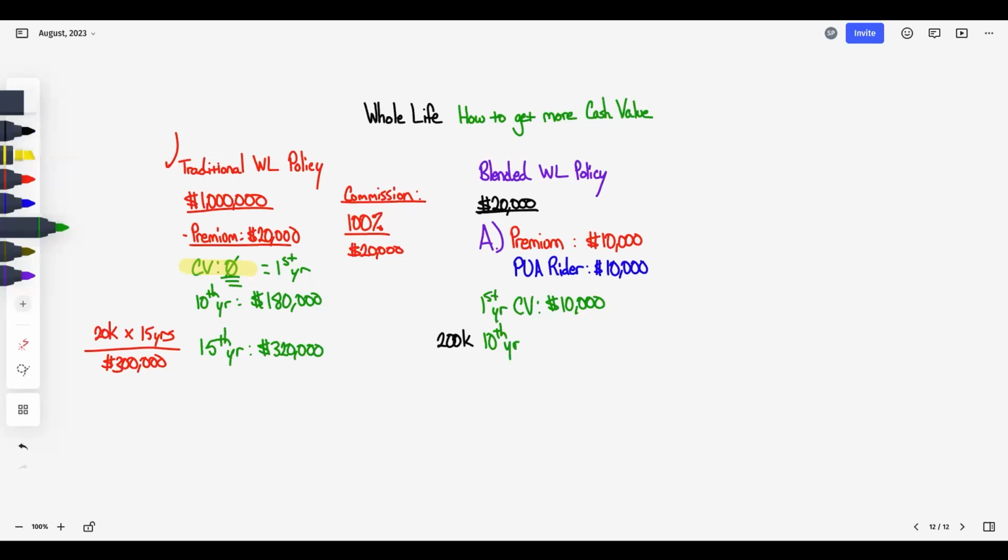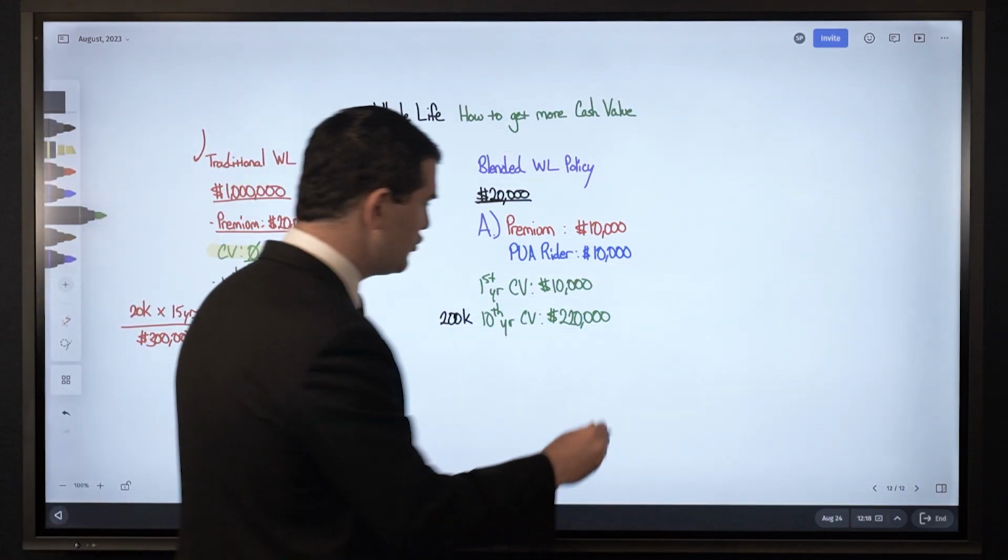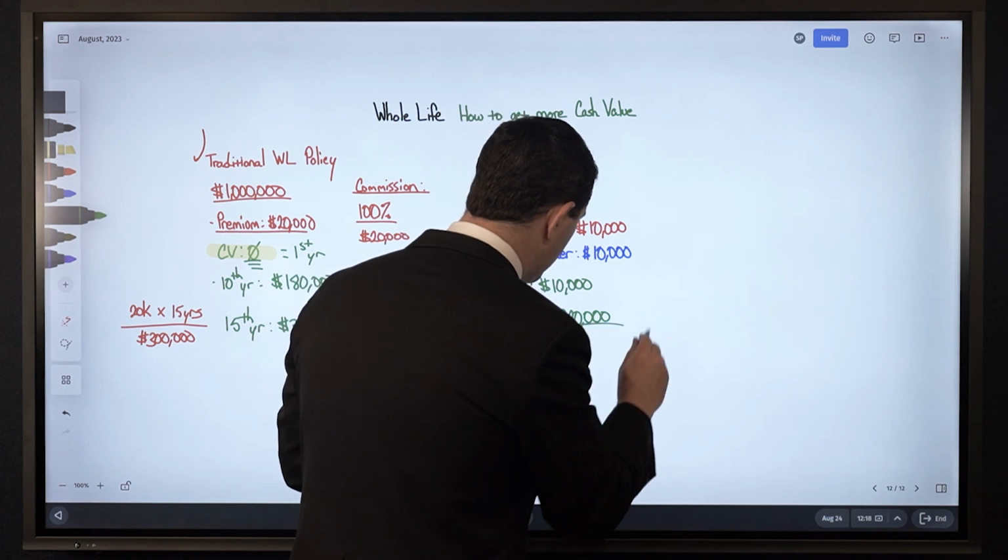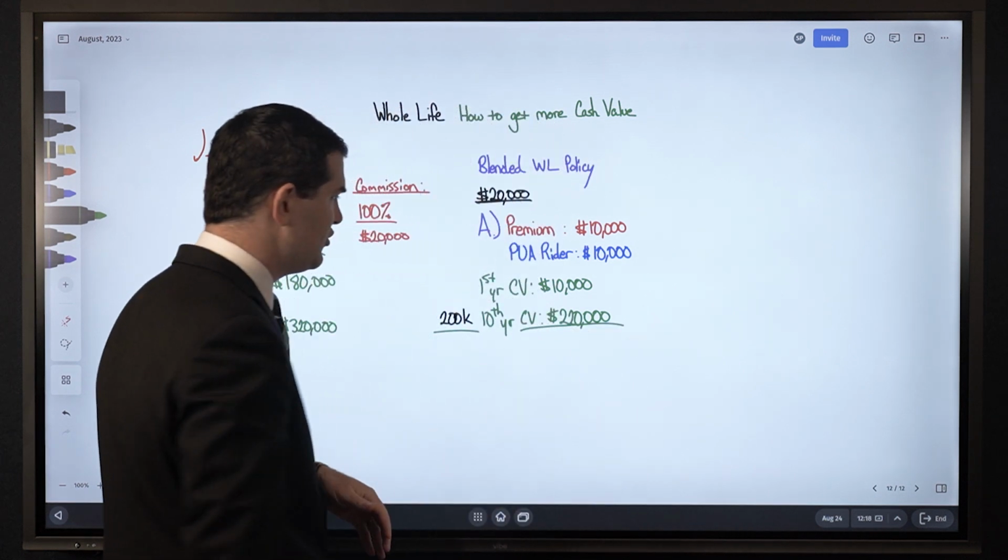Your cash value might be worth $220,000, which is more than $200,000. With a traditional policy, what was it at year 10? $180,000, still less than what you paid in. So by blending the policy, we see an earlier break-even point. The break-even point refers to the first year when your total cash value exceeds your total payments.